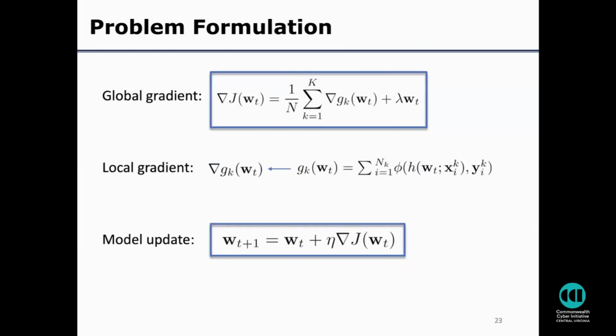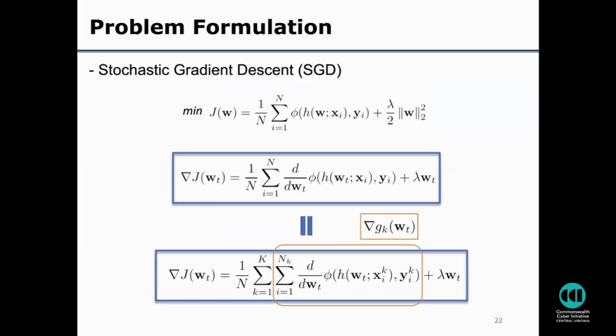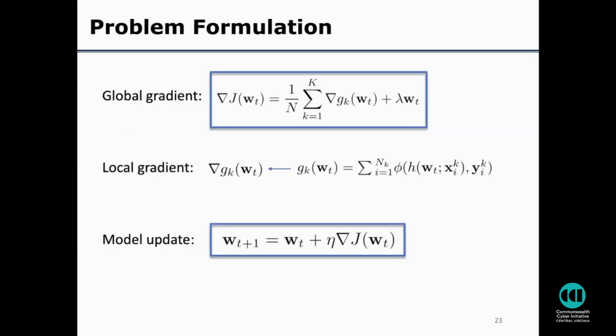So it means that one computing node can calculate this global gradient by aggregating all the local gradients data GK. So this is how to calculate this one. Okay. So by using the local data sets, the computing node then updates the model.